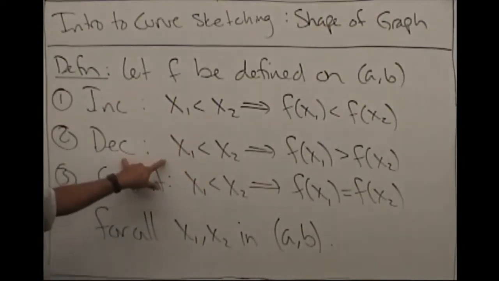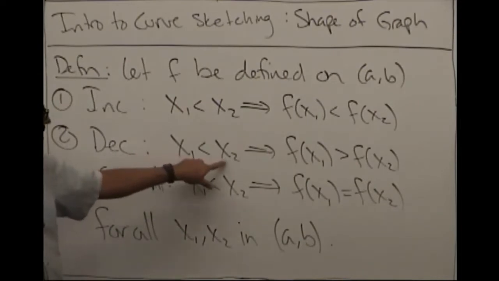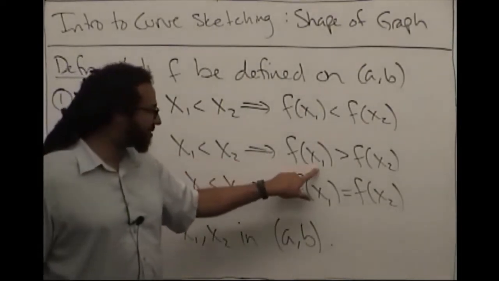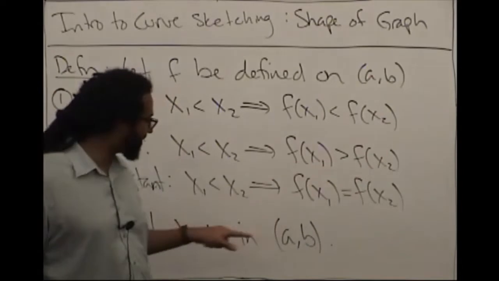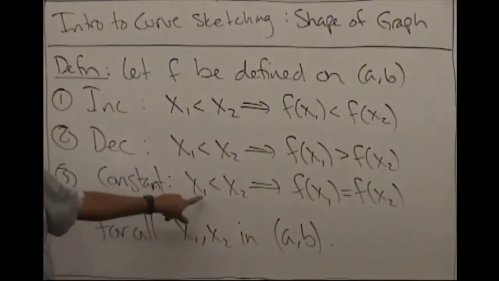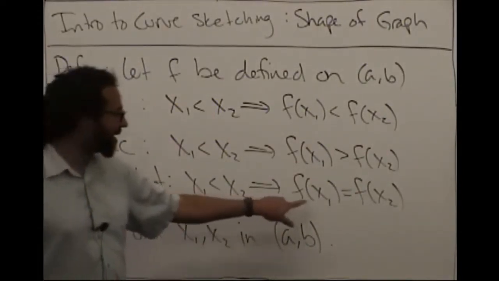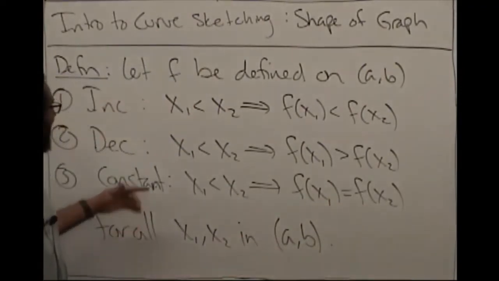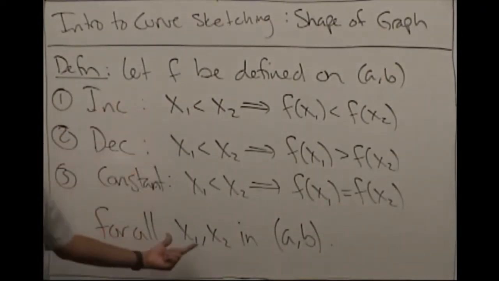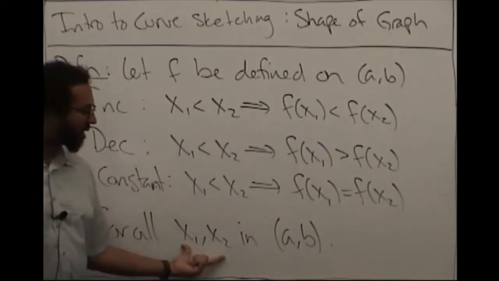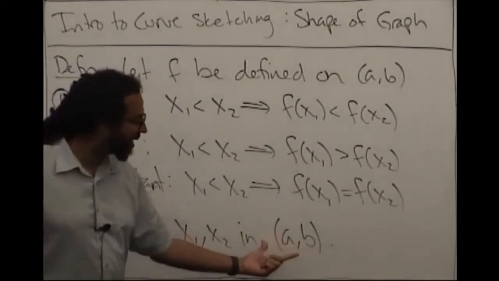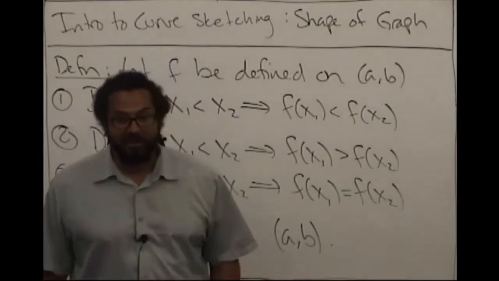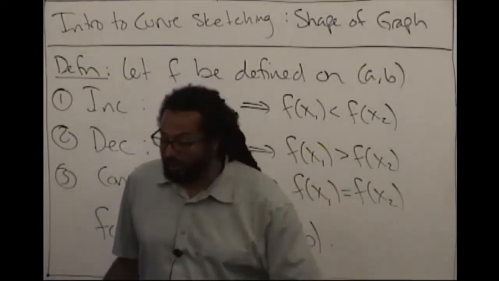And then we'll say the function is decreasing when x1 less than x2 implies that f of x1 is bigger than f of x2. Constant means if x1 less than x2, then f of x1 is equal to f of x2. And these things need to be true no matter which x1 and x2 we choose in this open interval. Okay, let's look at some pictures of these things really quick.